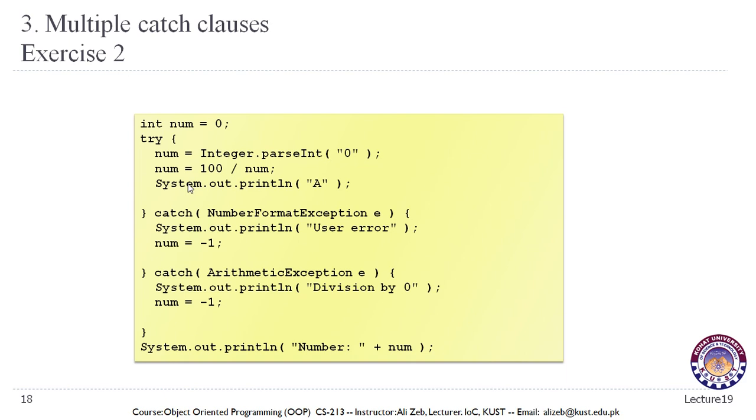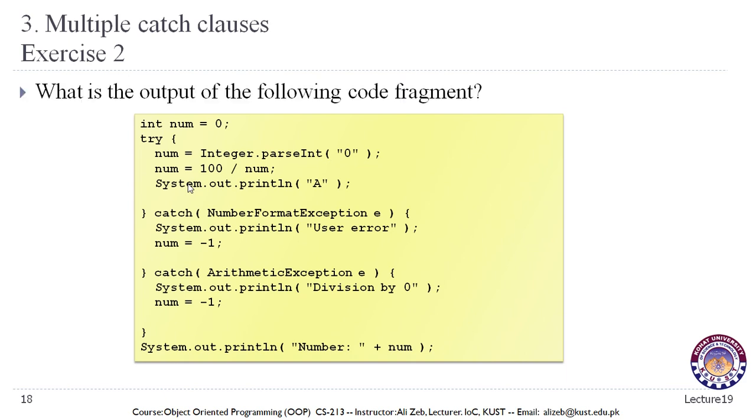Now we can look at this exercise and try to find the output of this code. You can see we are trying to convert a string to a number, then we are trying to divide a number by that number, and the kinds of exceptions that we are trying to catch. You can run the program and see the output.